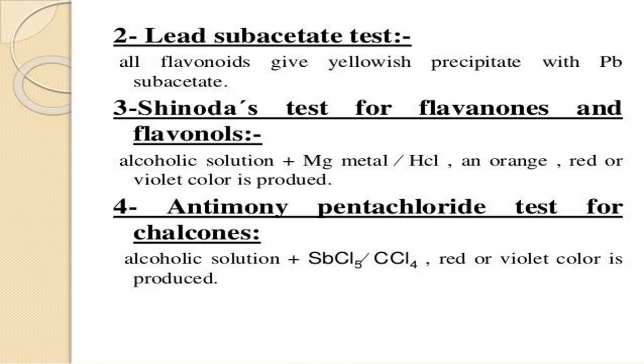Next, number 4, antimony pentachloride test for chalcones. So chalcones, alcoholic solution plus SbCl5, that is antimony pentachloride, and then CCl4, carbon tetrachloride, then red or violet color is produced.